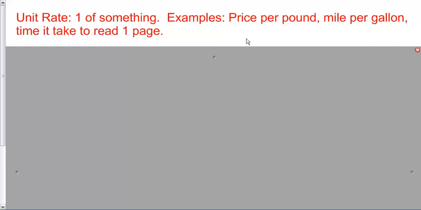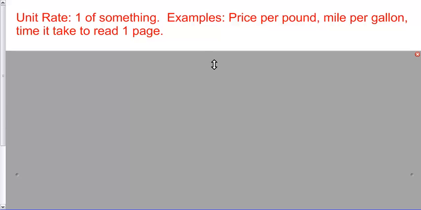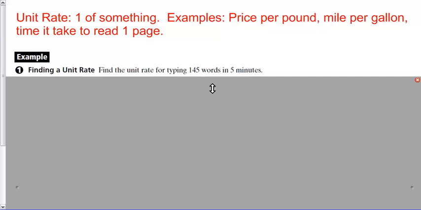We have Chapter 7, Lesson 2, finding the unit rate. Now the unit rate is finding how much one thing is. So it's examples of price per 1 pound, miles per gallon, time it takes to read 1 page. So the whole point is we're finding one of something. Okay? So here's my example.